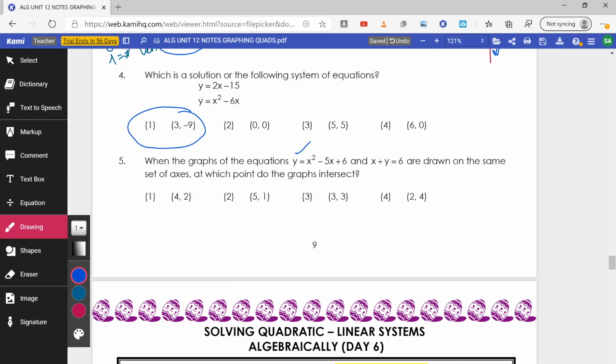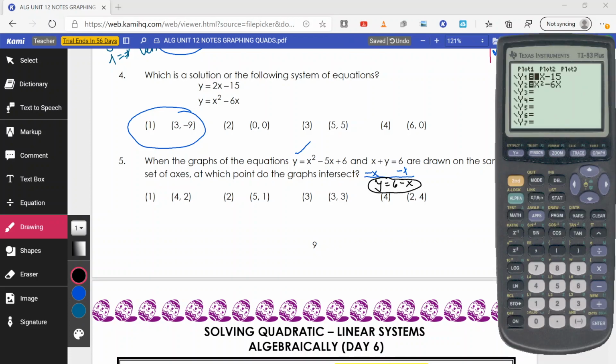So I want to move the x over. So we're going to subtract x. And our equation is actually going to end up being y equals 6 minus x. So these are the two equations that I'm going to plug in to the calculator in order to figure it out. So we go to y equals. First one is x squared minus 5x plus 6. And then our other equation is 6 minus x.